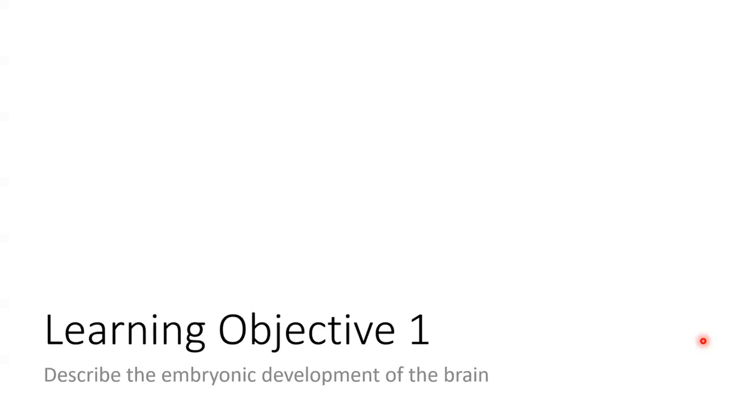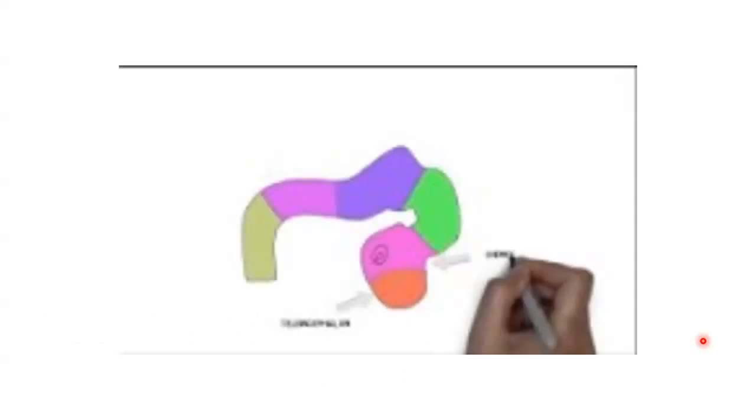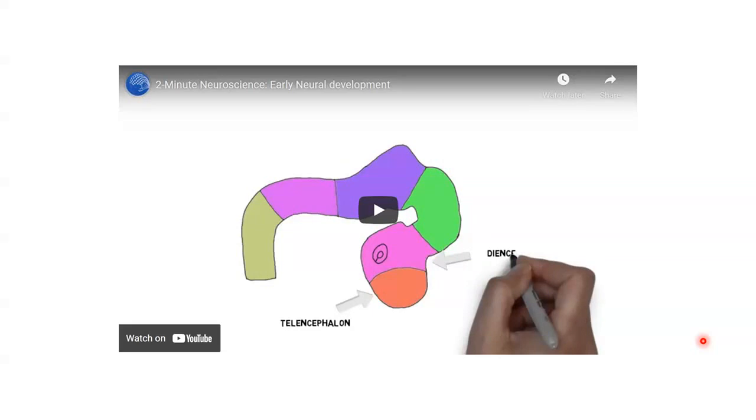So learning objective number 1 is going right back to the start and having a look at the embryonic development of the brain. For this learning objective, I'm going to play you a really short video. This video comes from the YouTube creator 2 Minute Neuroscience.